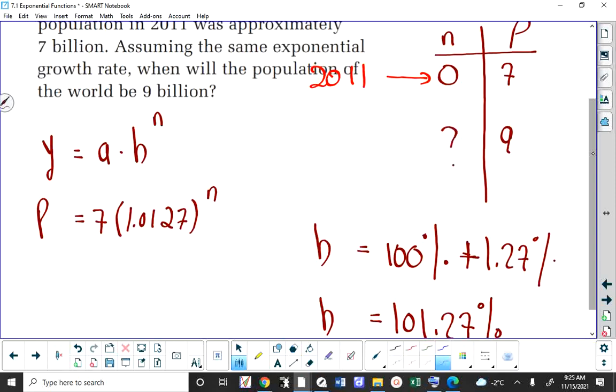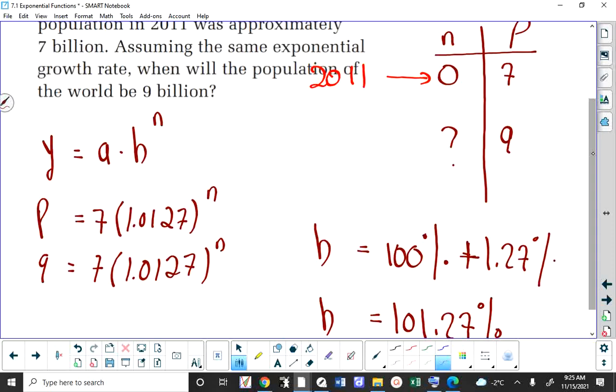We would like to know what value of n gives 9 billion. In other words, we have to solve this equation, everybody, but we are still 4 or 5 classes away from learning how to solve that equation for n algebraically. We just don't know how to do it yet.